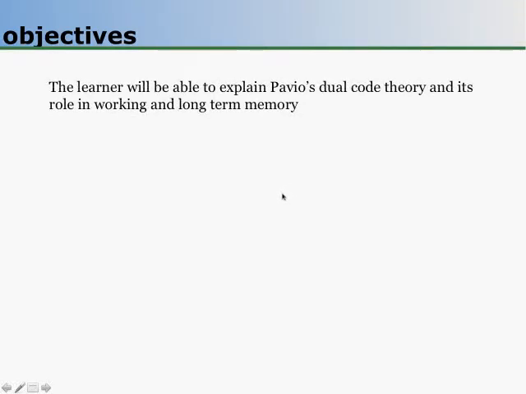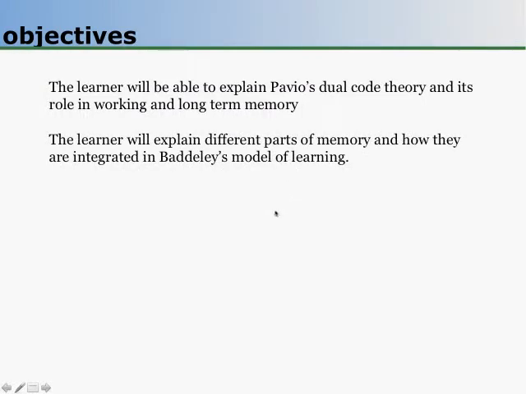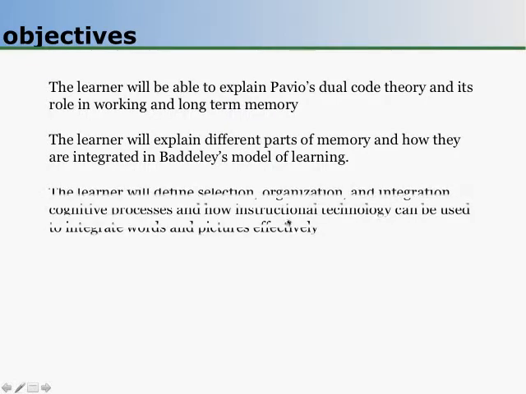3A, Part 3. You will be able to explain Paivio's dual coding theory and its role in working and long-term memory. You will also be able to explain different parts of memory and how they are integrated in Baddeley's model of learning. And you will define selection, organization, and integration cognitive processes, and how instructional technology can be used to integrate words and pictures effectively.